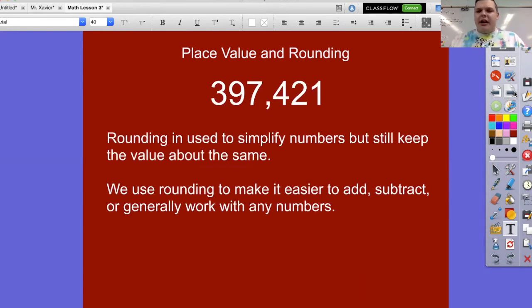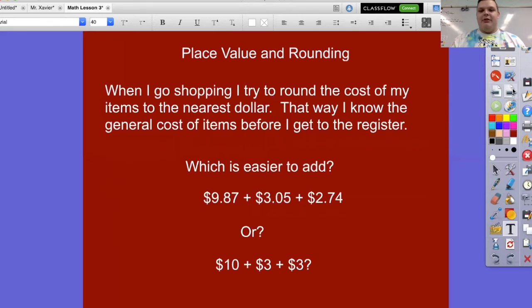So what's rounding? Rounding is used to simplify numbers, but still keep the value the same. Okay, so you have to keep the value about the same in rounding. That's the rule. We use rounding to make numbers easier to add, subtract, or to generally just work with. It's a lot easier to mentally add numbers that have been rounded than it is to try to add numbers that have not been rounded.